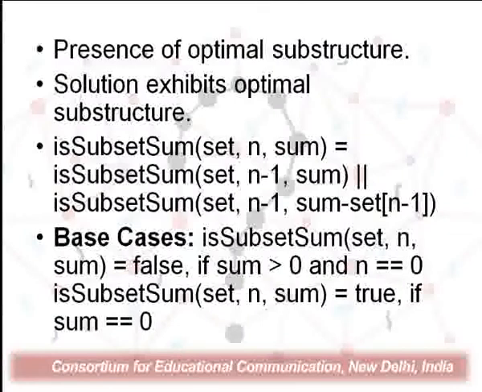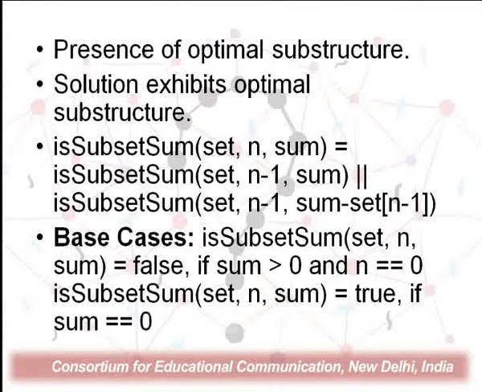So coming to the recurrence relation which we have just seen, we have a set, then the total number n of elements, and then the sum. So a particular function, let's say named isSubsetSum, has 3 parameters: one is the set, another is n, and the third is sum. Now there can be two situations: either the current item has been included or it has not been included.